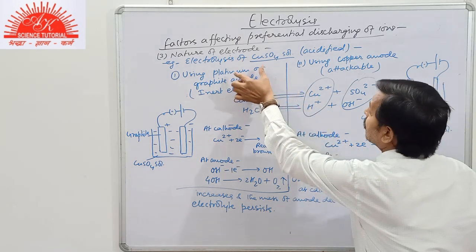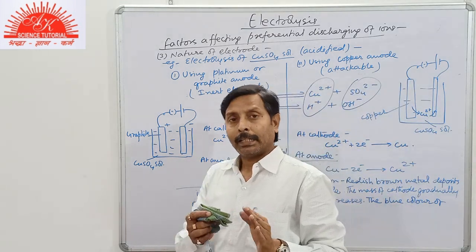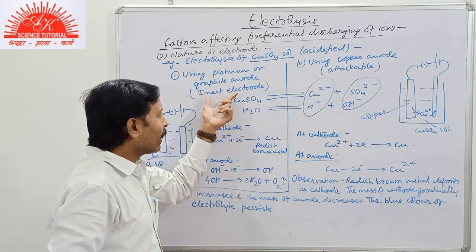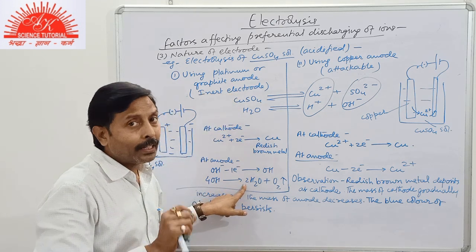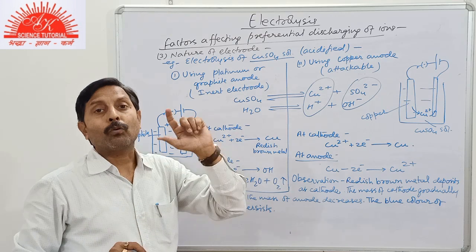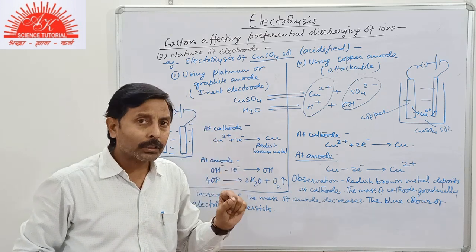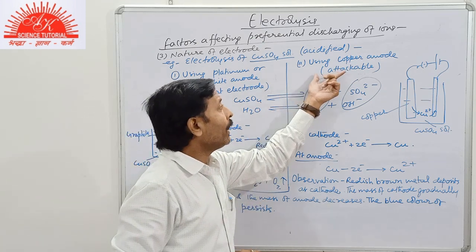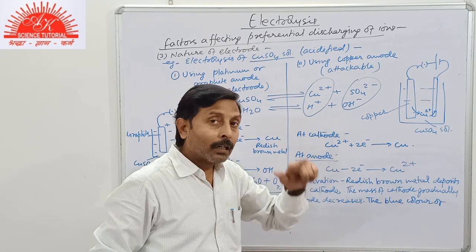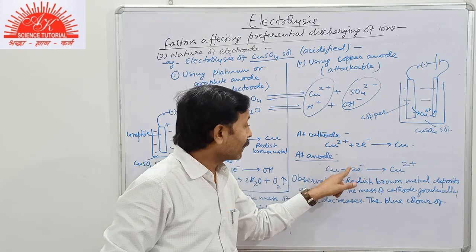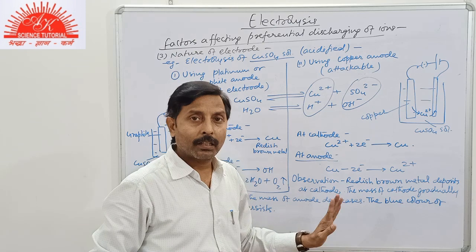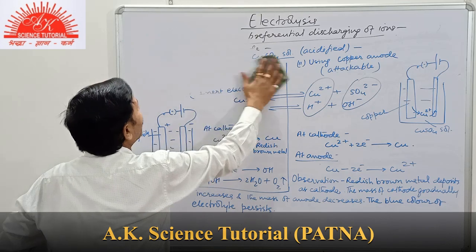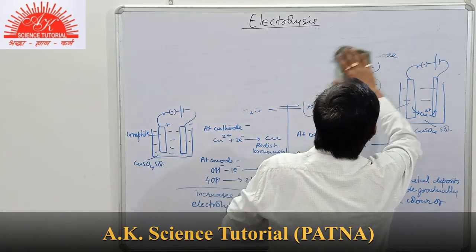So, using these two examples, it is clear to show that if we have inert electrode, non-attackable electrode, the electrode reaction will be normal. It will depend upon only the first two factors, that is relative position of ion in EC series or the concentration of ion. But if we have attackable electrode, then the third factor will take part in the chemical reaction. Clear, student? So these are the three factors affecting the preferential discharging of ions.